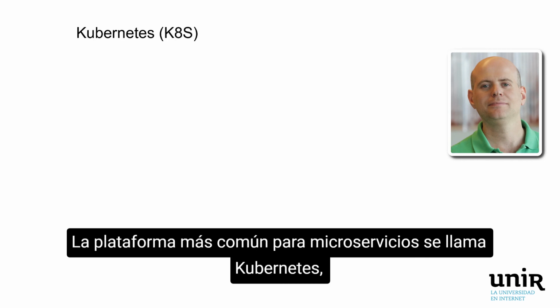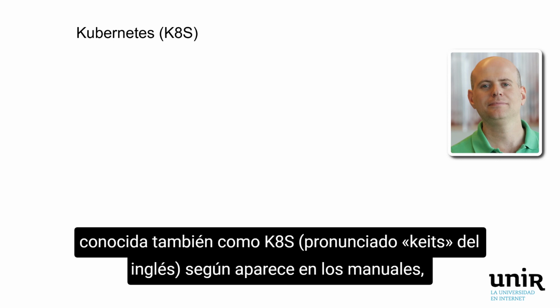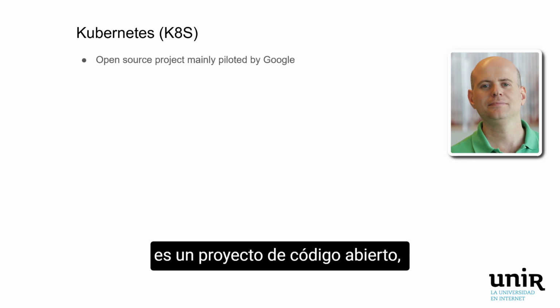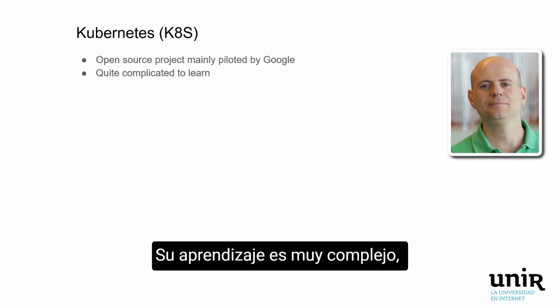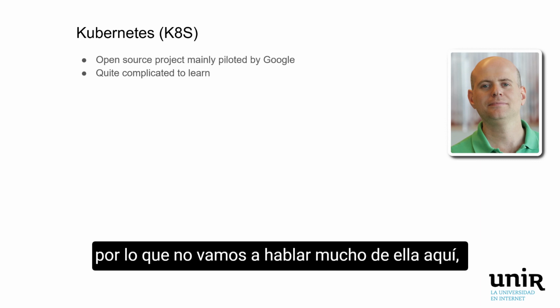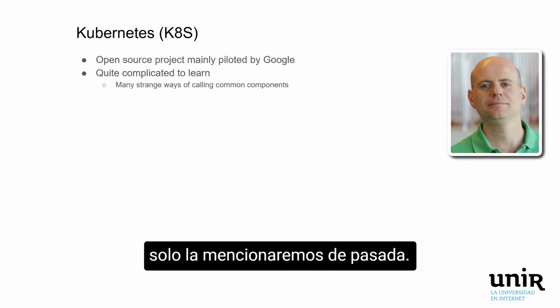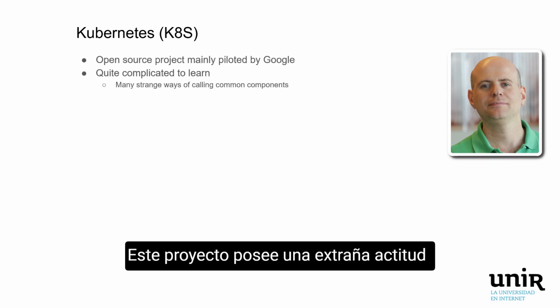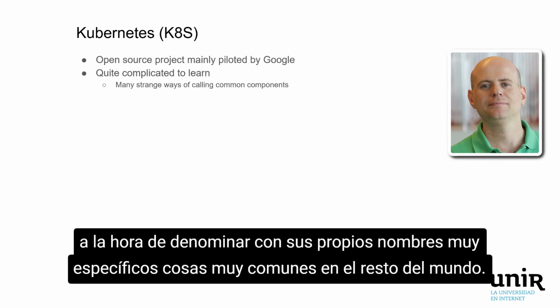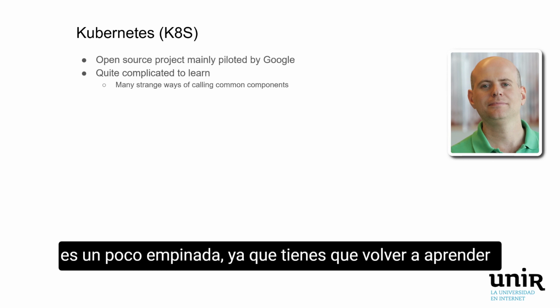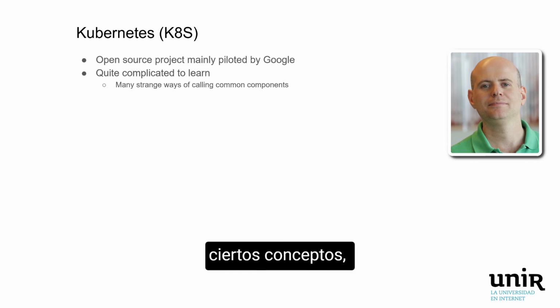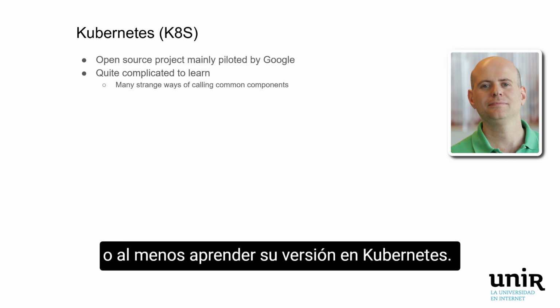Okay, the most common platform for microservices is called Kubernetes. It's also known as K8s, as you might see it in literature. It's an open source project, but mostly it's Google contributing to it. It's very complex to learn, so we're not going to talk about it a lot today, but it's just to mention it. It has this strange attitude of calling common things in the rest of the world with its own very specific names. So in the beginning, I think the learning curve is a little bit steep because you have to relearn certain concepts, or at least you need to learn the Kubernetes version of them.